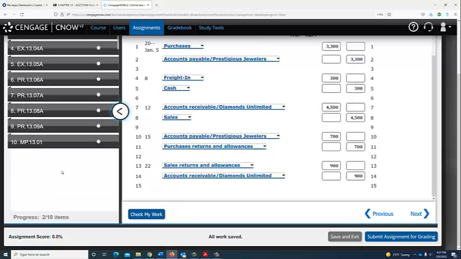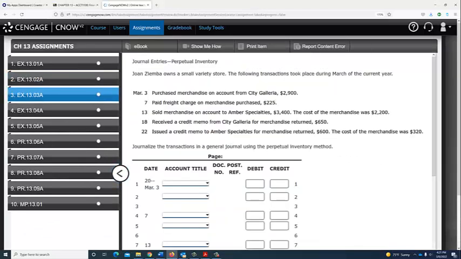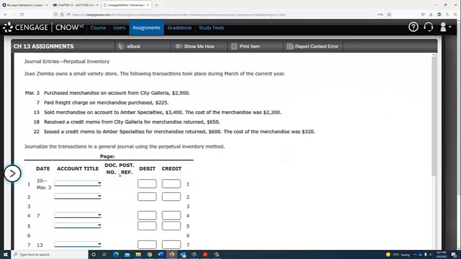Okay, next we'll look at entries under the perpetual method. Remember, the perpetual inventory method is where the merchandise inventory account is active and we're constantly updating the inventory account. Under periodic, it's only updated one time a year, which was at the end of the year.